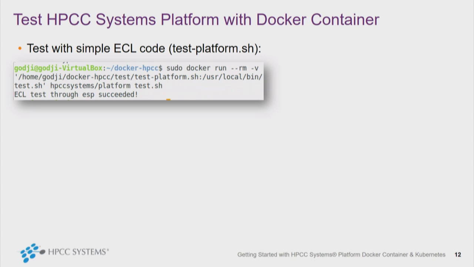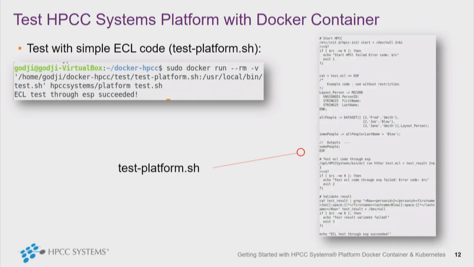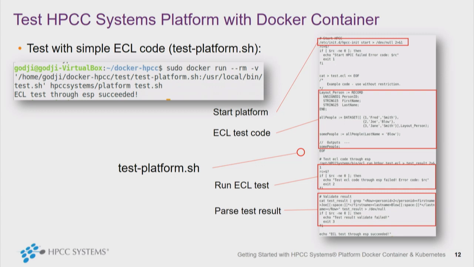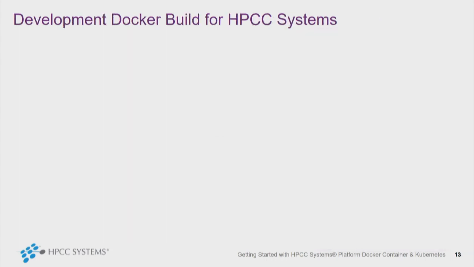And if we take a look into the test file itself, you see at the upper level, we start the platform, and then we have our basic ECL code to test it. We run the ECL test, and we pass the result. And that tells us whether the test has been a success or failure.